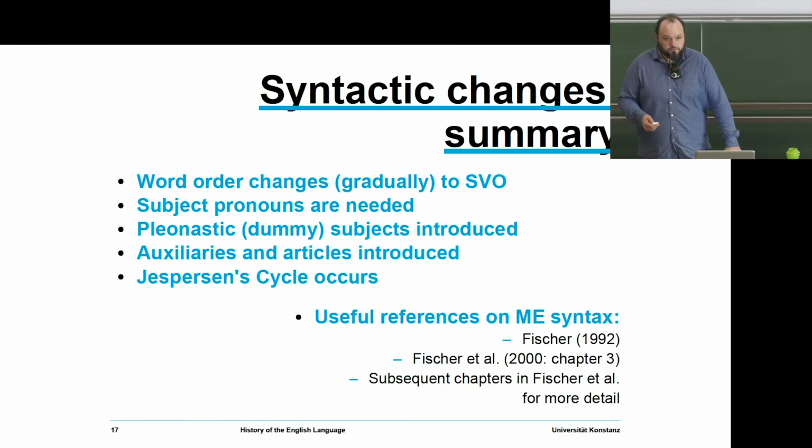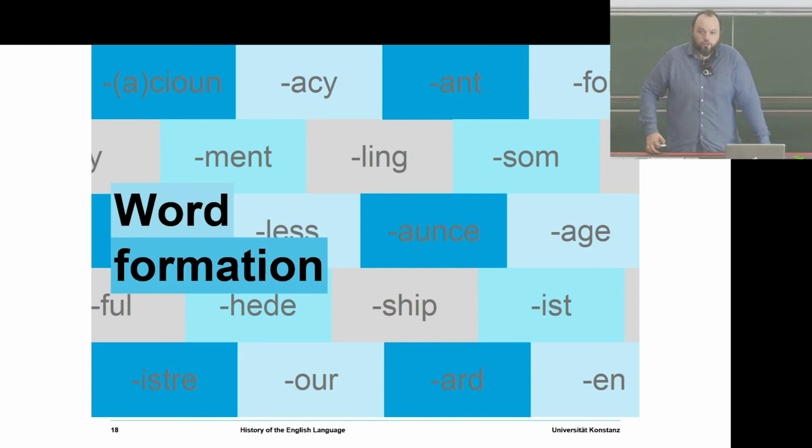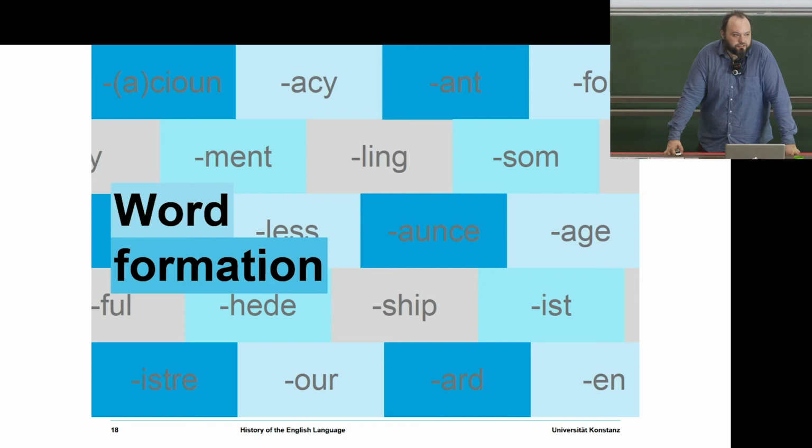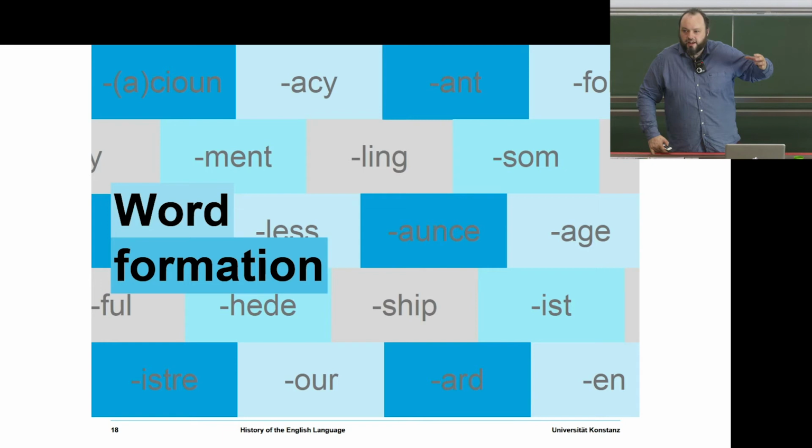Any questions about syntax before we move on? Yes. So the question is, how is the pleonastic subject expressed in Old English? And the answer is, as you anticipated, it wasn't. So in a sentence like, it seems that it is sunny outside, you would just get, seems that is sunny outside. You just leave it out entirely.